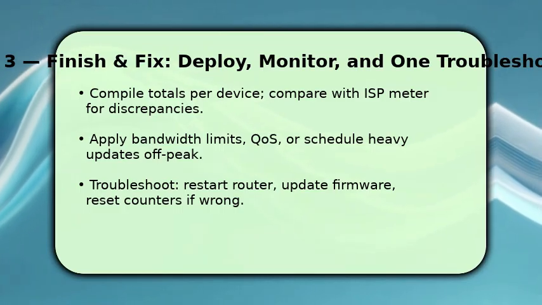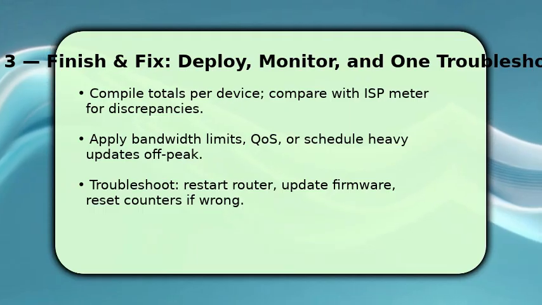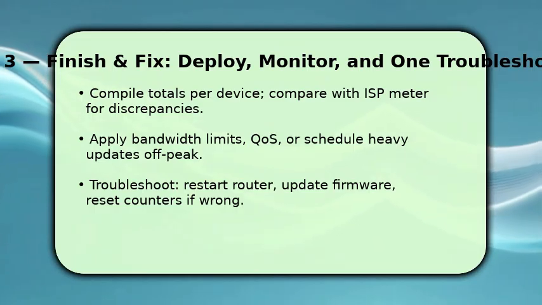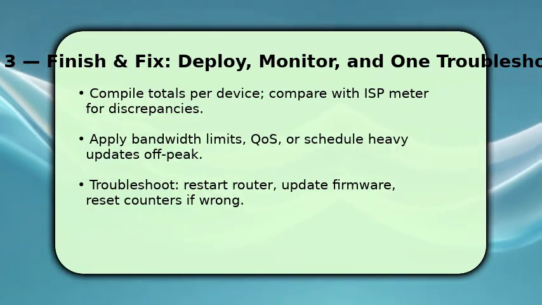hours to avoid surprises. If numbers look wrong, restart the router, update firmware, and reset counters before retesting, because cached or corrupted logs often cause errors. If issues persist, contact the ISP and provide exported logs.